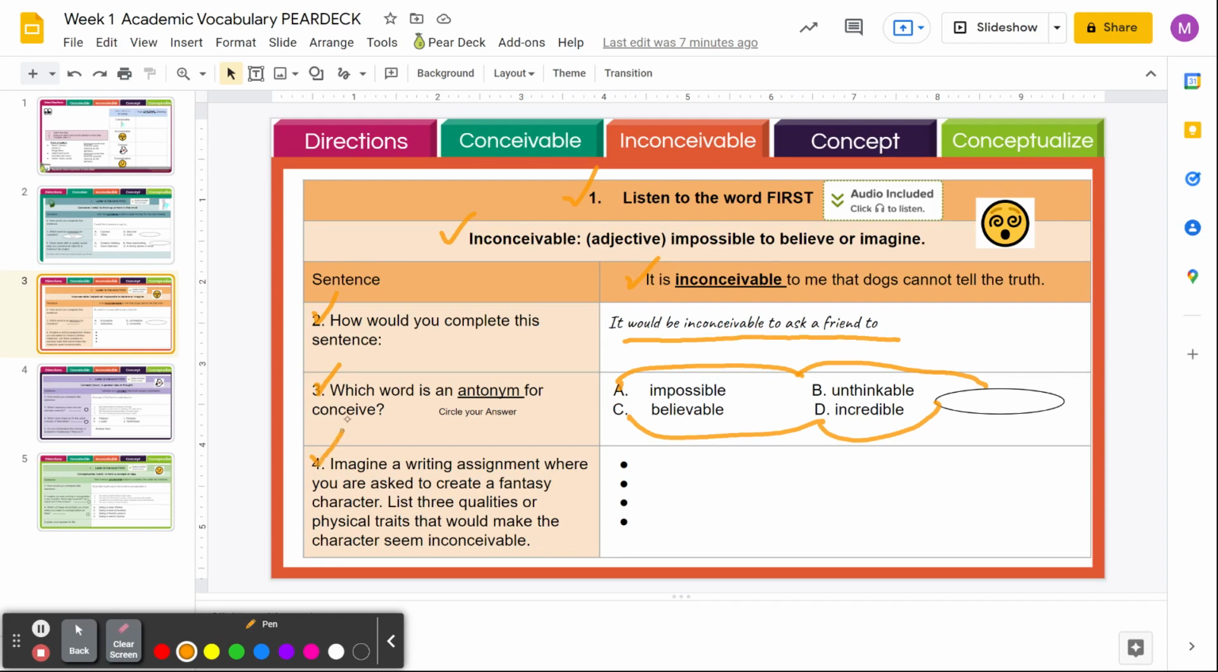And then the last one, again, we're working on applying these words to your everyday vocabulary and academic situations. So imagine a writing assignment where you're asked to create a fantasy character. List 3 qualities or physical traits that would make the character seem inconceivable. There's our word again. So we're practicing that word in context, but also thinking about its usage in academic environments. So you would fill in your 3 different qualities or physical traits that would make the character seem inconceivable.